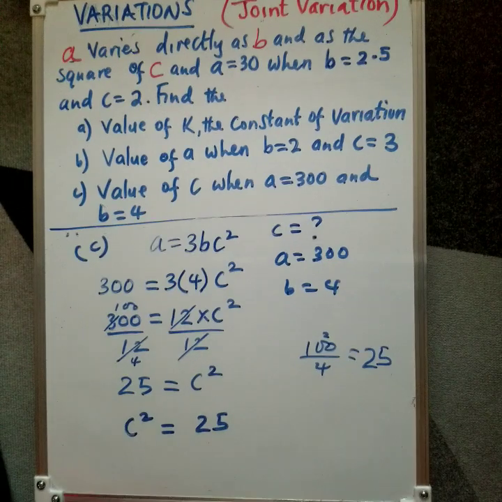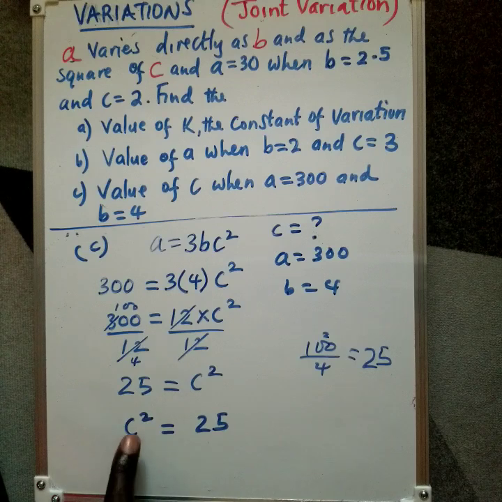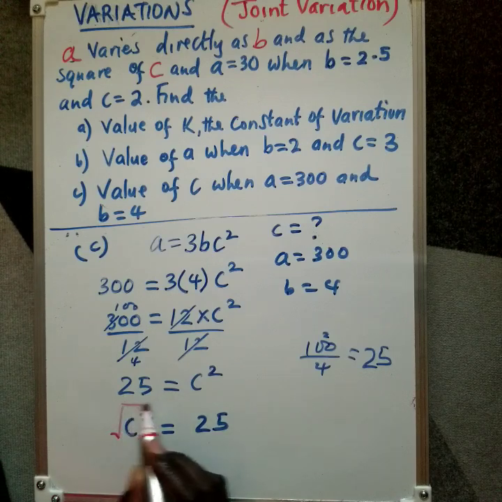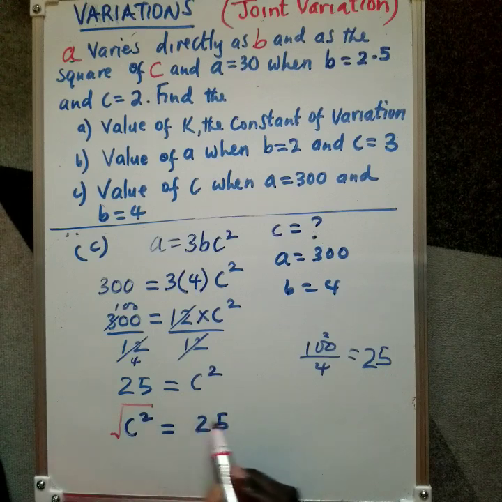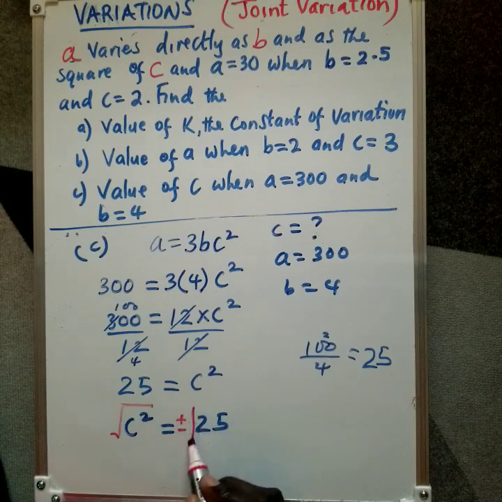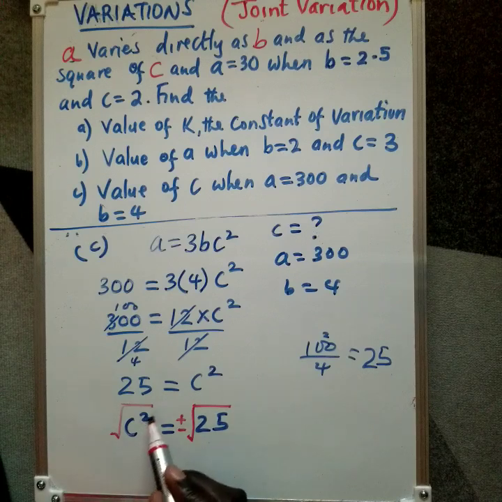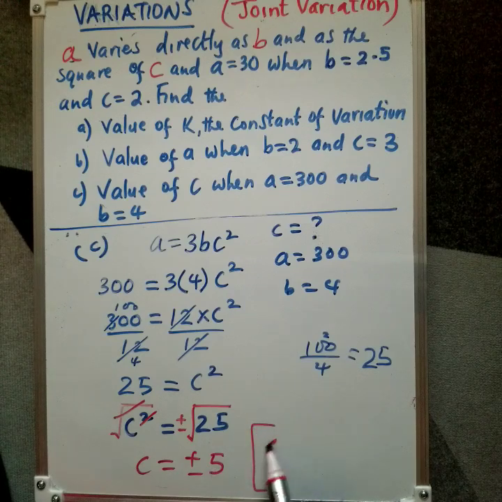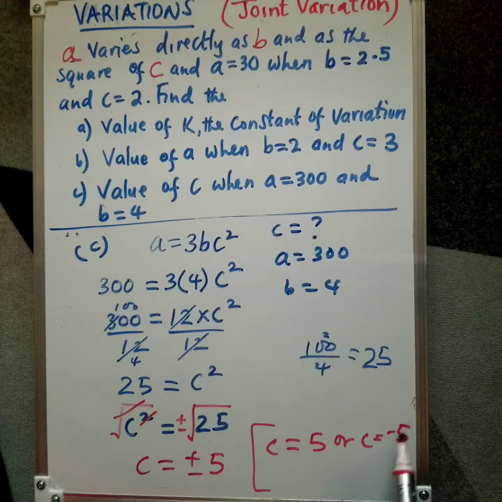So now what next do I need to do? In this case, we need to find just the value of C. So how do I get the value of C? You need to introduce the square root. But remember, when you introduce the square root this side, it will either be positive or negative. So this and that will cancel. So your C will be plus or minus the square root of 25, which is 5. So this means that C can either be 5 or C can actually be negative 5. So these are your solutions that they wanted you to pick up.